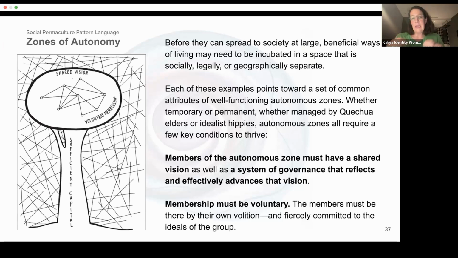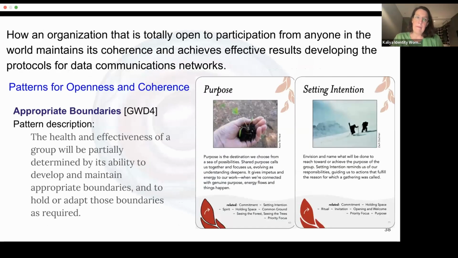And a key quality of the zone of autonomy is voluntariness. So everybody who is playing a role in the IETF has volunteered to be there and isn't being paid by the IETF to do that work. And everybody who's participating in a working group is also voluntarily there.